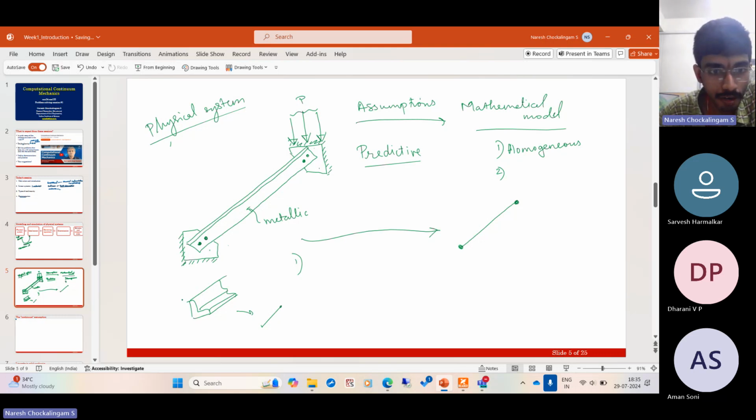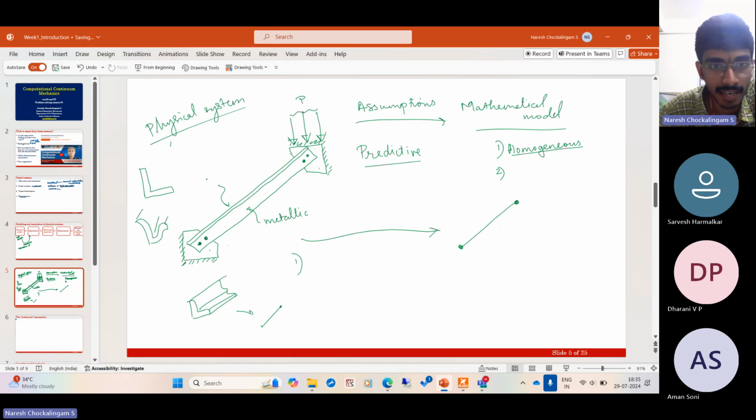So what is a possible three-dimensional deformation for this? If this is the cross section, this is a possible three-dimensional deformation, right? We neglect all these modes of deformation. That's a very good point. We allow deformation only in one direction. So the first point is very good. It is homogeneous.